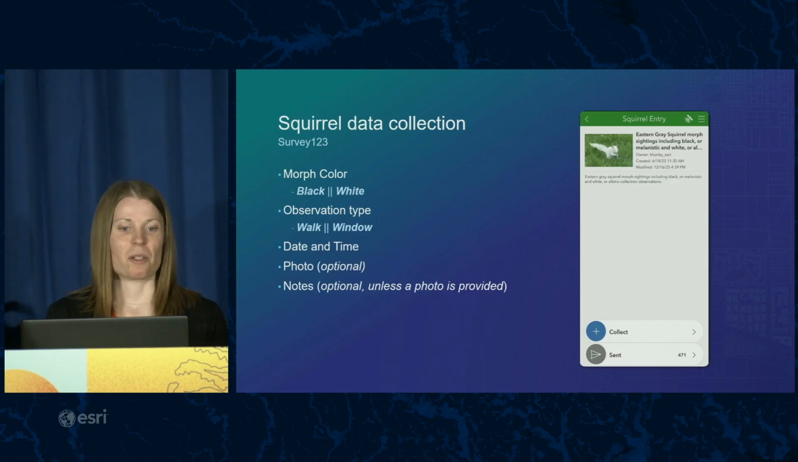So they're excluded from this. But we also have the observation types. So in the case if I'm going on a walk and finding the squirrels, or if it's a window, through a car or through a house. And then the date and time is populated.